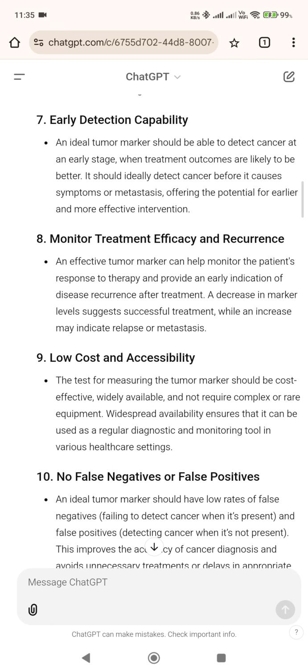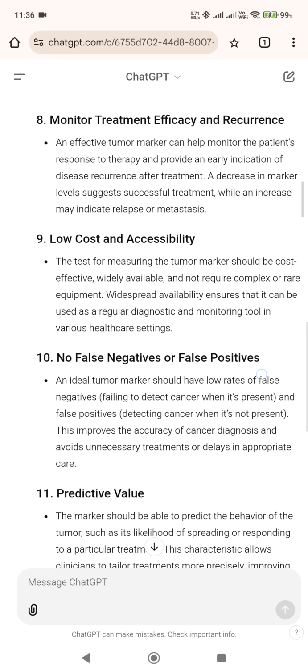7. Early detection capability. An ideal tumor marker should be able to detect cancer at an early stage, when treatment outcomes are likely to be better. It should ideally detect cancer before it causes symptoms or metastasis, offering the potential for earlier and more effective intervention.